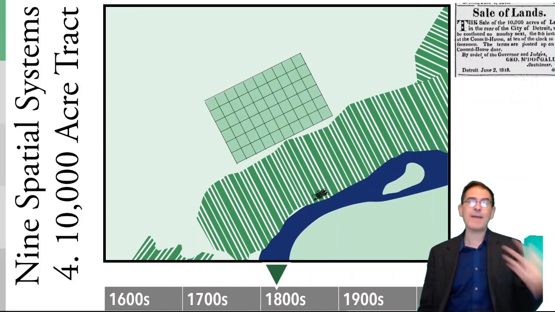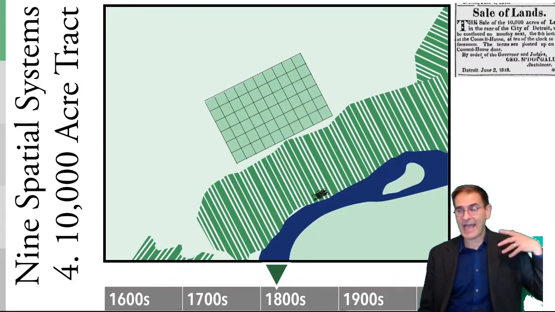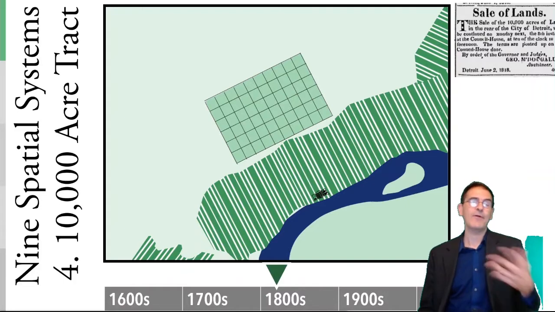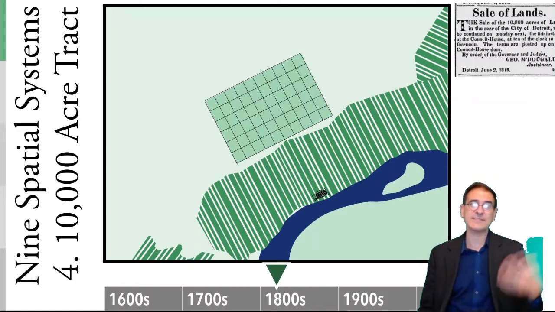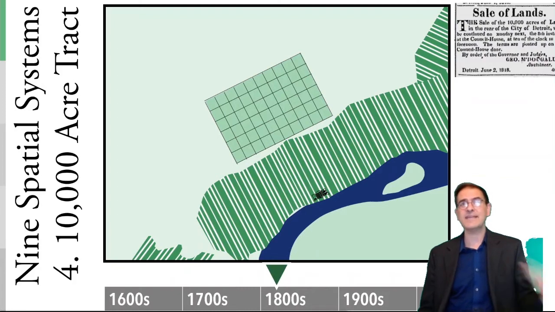As the city got bigger, as the population started to expand, and as the city needed money to build up its own infrastructure in the early 1800s, the federal government ceded land to the city of Detroit, the sale of which was supposed to help the city build a new courthouse and a new jail. And so the city sold what was called the 10,000 acre tract.